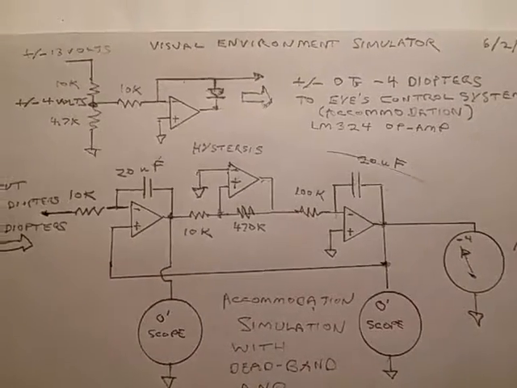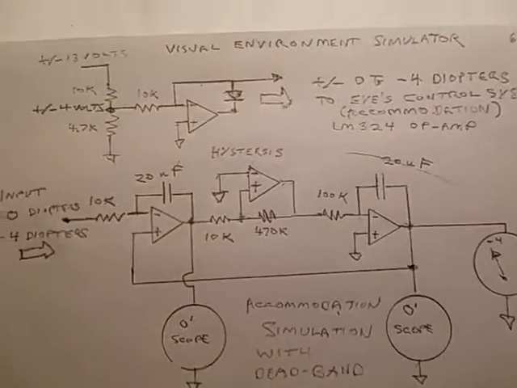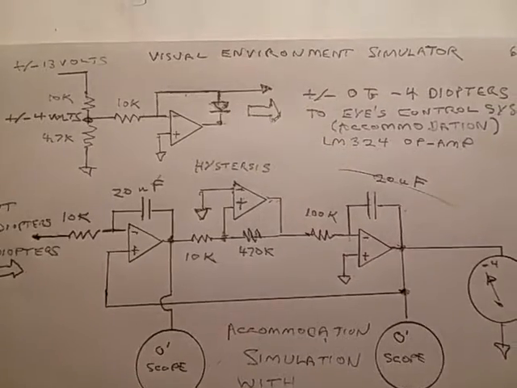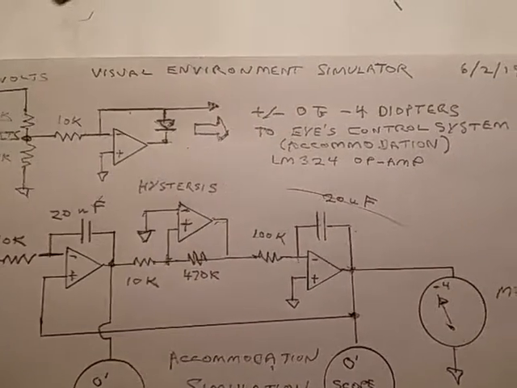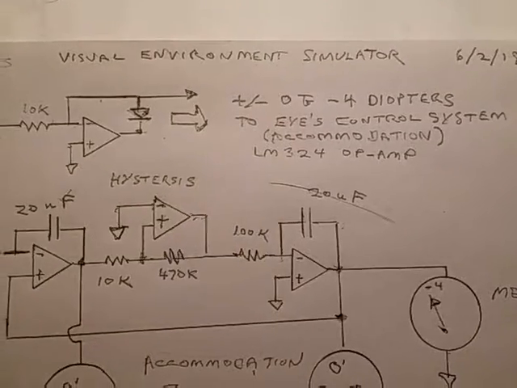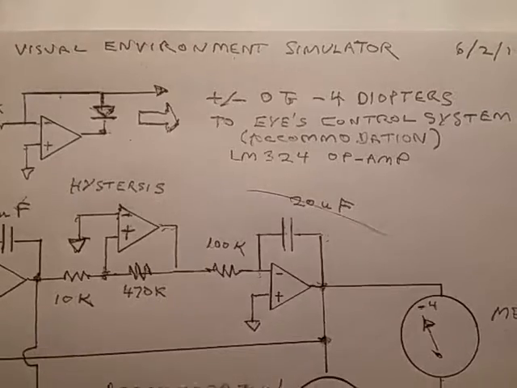This video will be an enhancement of previous simulations and simplifications. The eye has a visual environment of 0 diopters when looking at infinity and, for example, 4 diopters when looking at 10 inches.